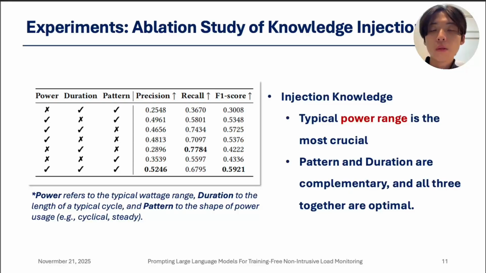Then we zoom in on the knowledge injection itself. We test three types of knowledge: the power range, the typical duration, and the usage pattern. The observation is that the power range is the most crucial. Yeah. If we remove it, the F1 score drops a lot. It's really the main signal. Yeah. And the pattern and duration are complementary, and all three together are optimal. So we finally use these three. Yeah.